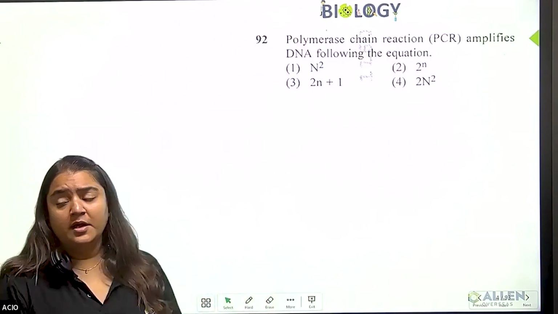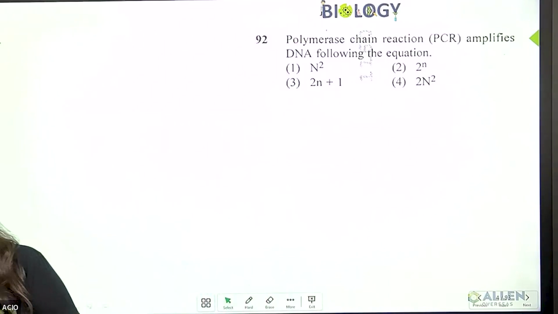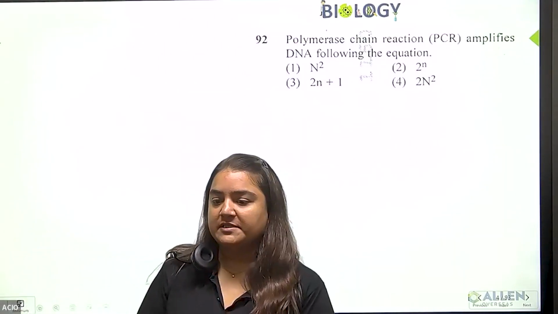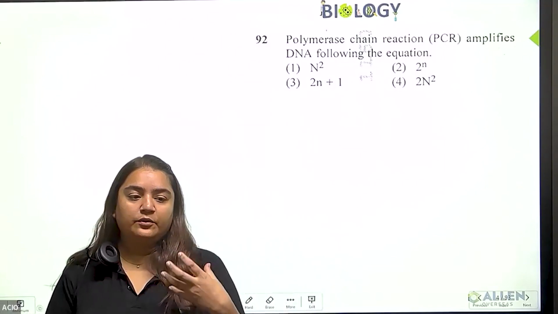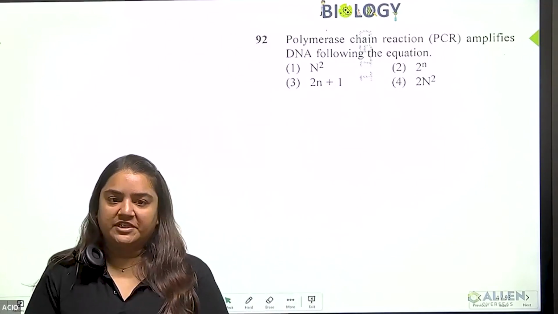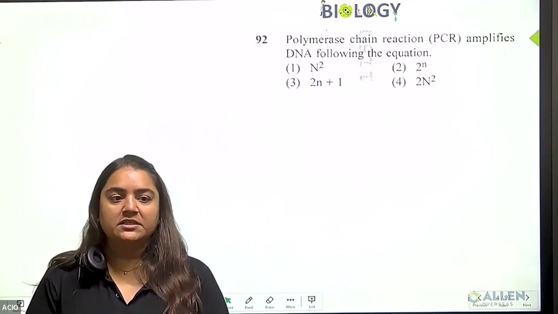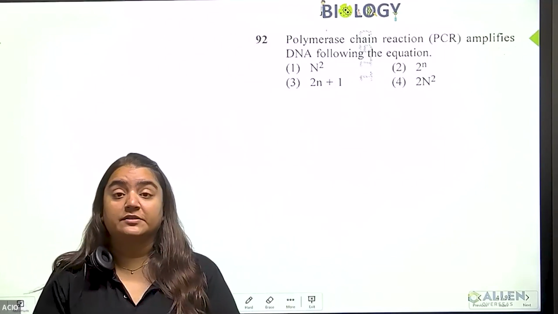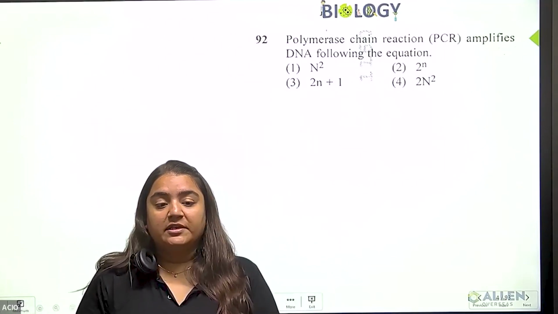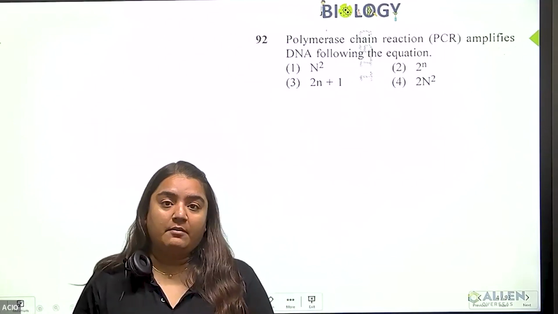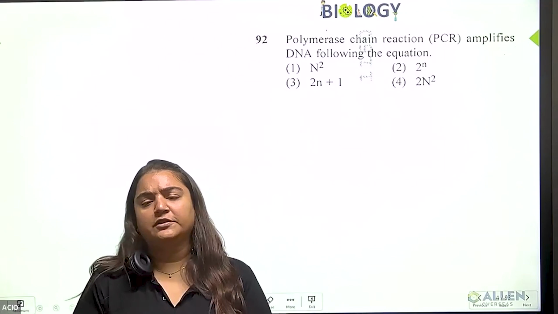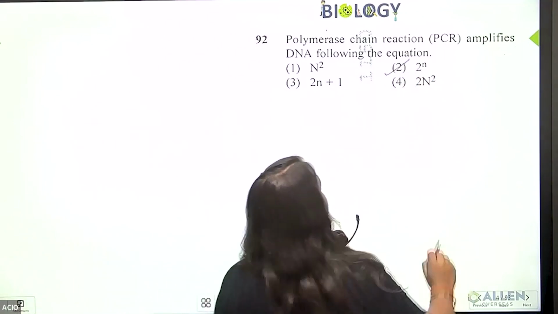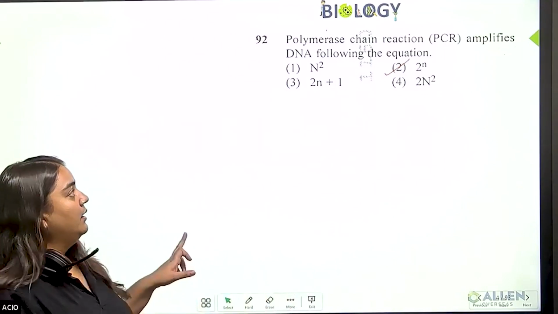Next, we move on to the question on polymerase chain reaction. Polymerase chain reaction is a reaction in which we are amplifying the amount of DNA, the DNA content. The formula is 2 raised to the power n, so we are amplifying the DNA in a very high amount. The direct formula for polymerase chain reaction is 2 raised to the power n. So over here, the answer will be 2.